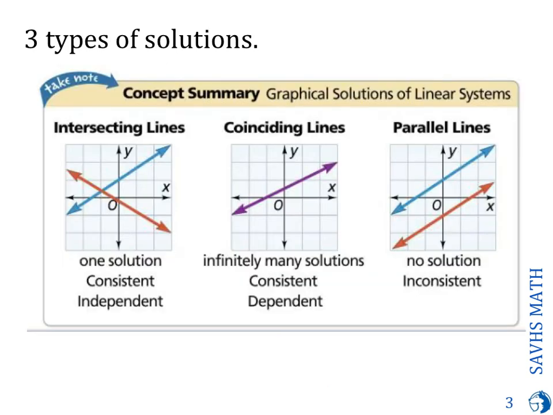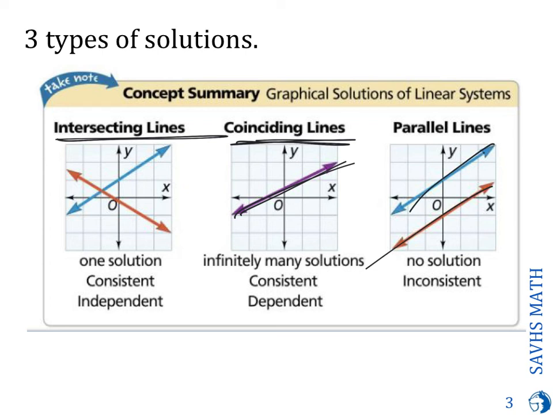There are 3 different kinds of solutions that you can get when you solve these systems of equations. You can get intersecting lines, which is what we've seen in the last 2. You can get coinciding lines, where the 2 lines that you graph are actually on top of one another and they're the same, and you can have infinitely many solutions then. And then you can also have parallel lines where they never cross.